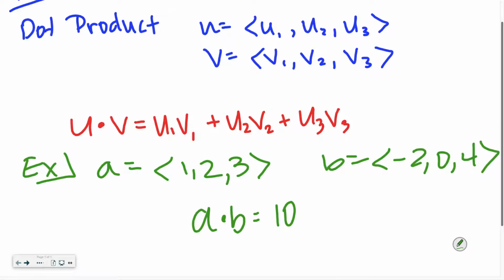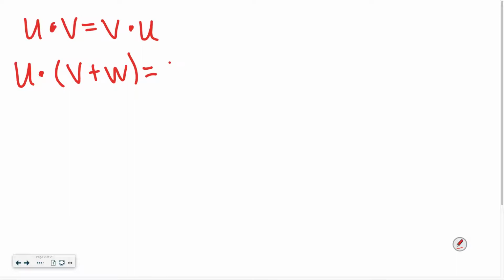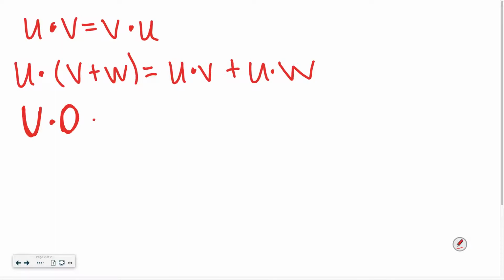Okay. Let's just recall some of our properties about dot products. The dot product is commutative. Since it's a multiplication operation, we can distribute the dot product to a sum. What do you get when you take the dot product of U and the 0 vector? A scalar of 0. Okay.